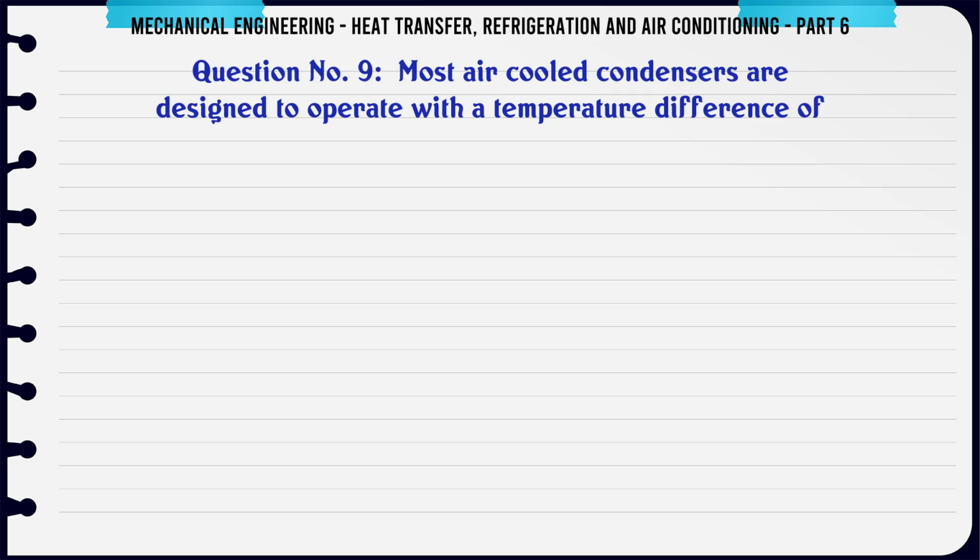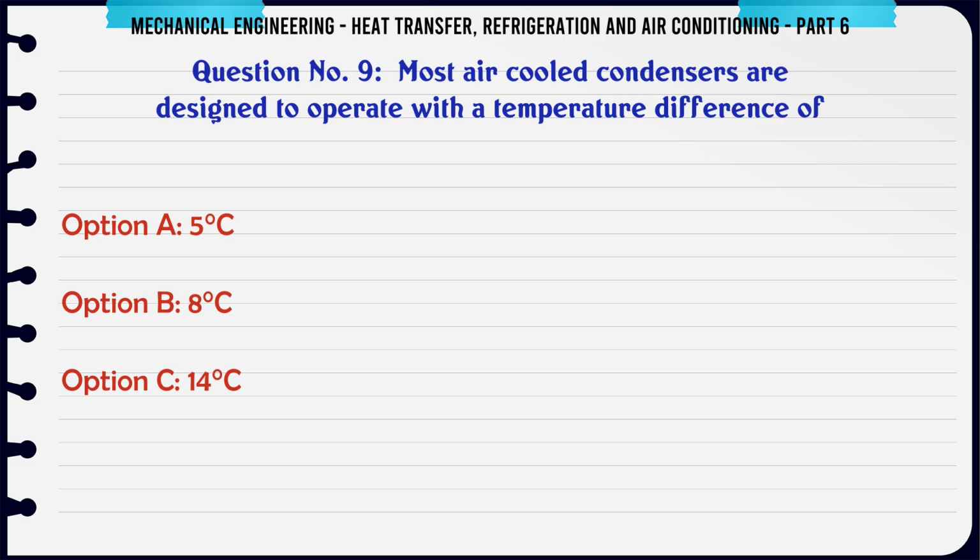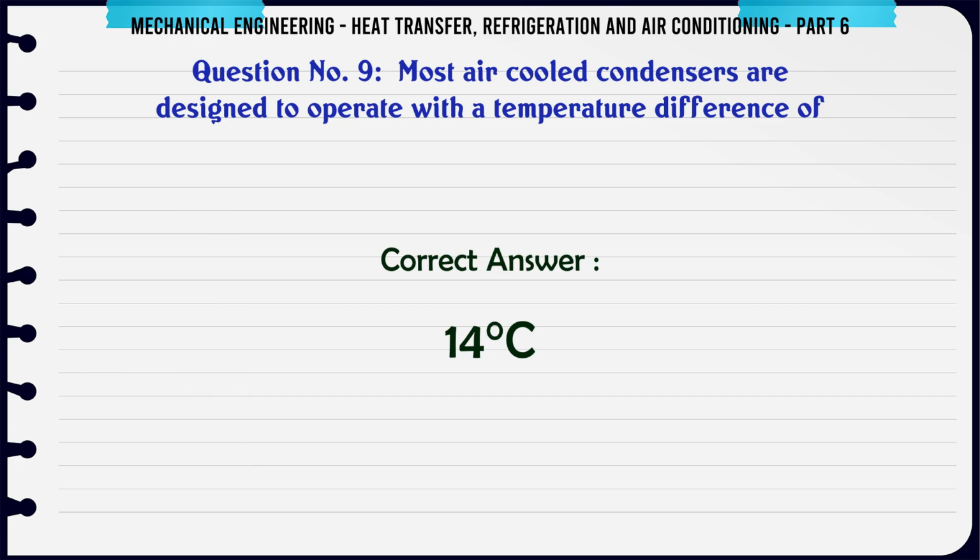Most air-cooled condensers are designed to operate with a temperature difference of A. 5 C, B. 8 C, C. 14 C, D. 22 C. The correct answer is 14 C.